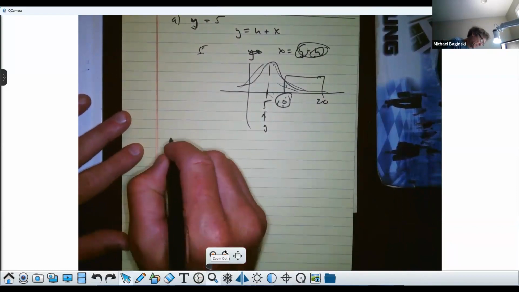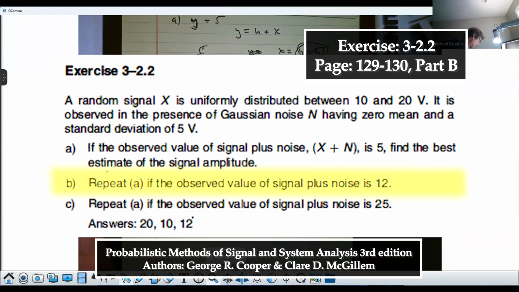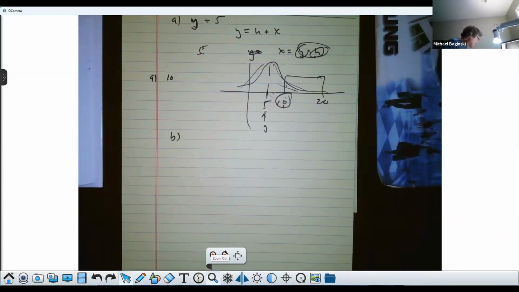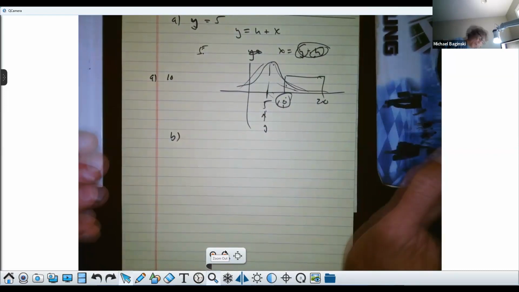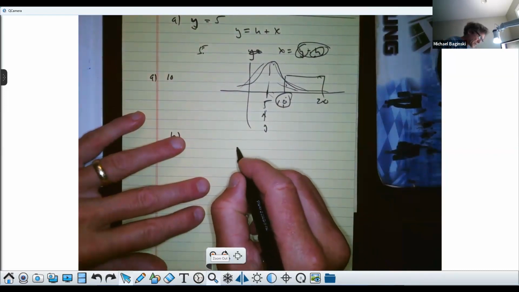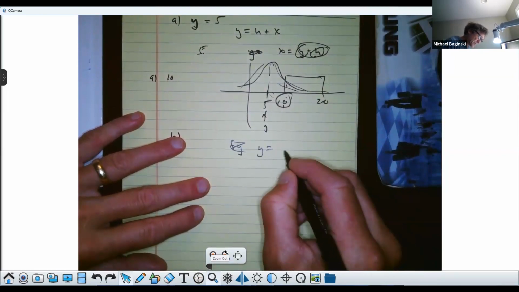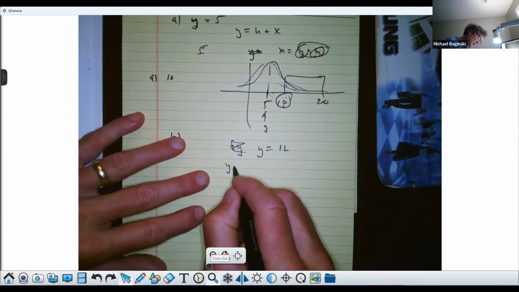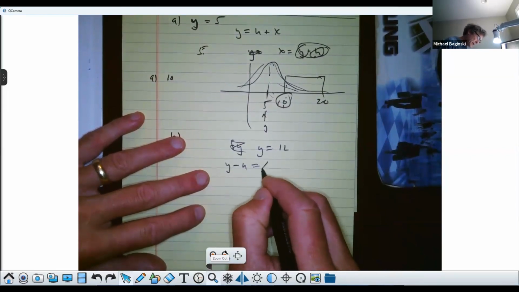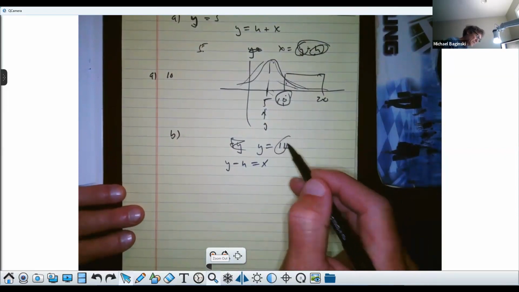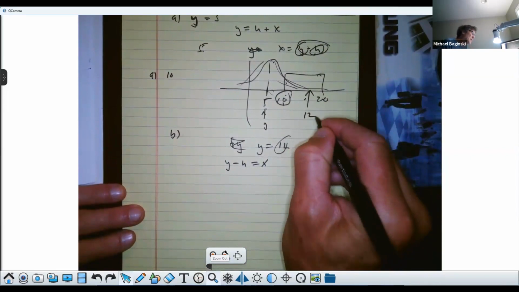I'll do more of this in class. I'm trying to finish this example. Part B, he says, if the observed value, so part A's answer would be 10. If the observed value of the signal plus noise is 12, just think about this. Now, this is a little crazy. Y is observed at 12. Y minus the noise is x. This is observed. Now this 12 is right dead center here. Y'all see that, class?